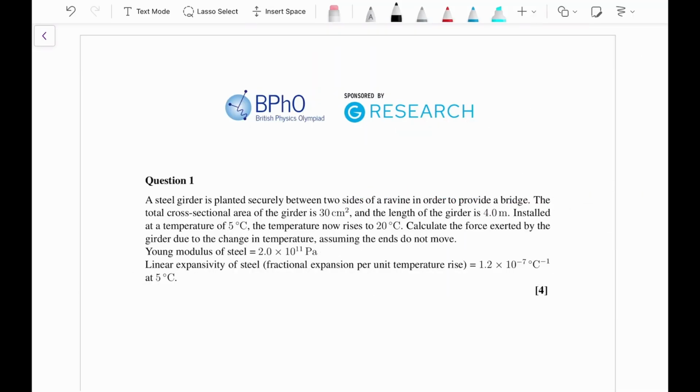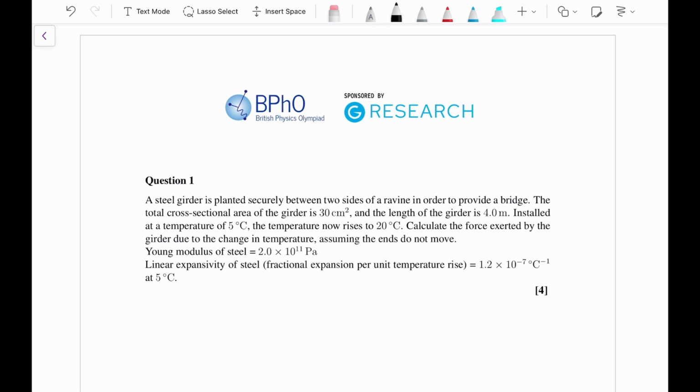In this video, we're going to look at two questions on the topic of Young's modulus. So first of all, for the first question, it says a steel girder is planted securely between two sides of a ground in order to provide a bridge. The total cross-section area of the girder is 30 square centimeters, and the length of the girder is 4 meters.